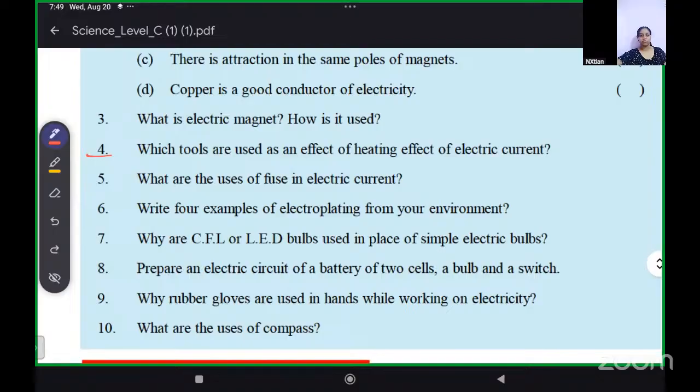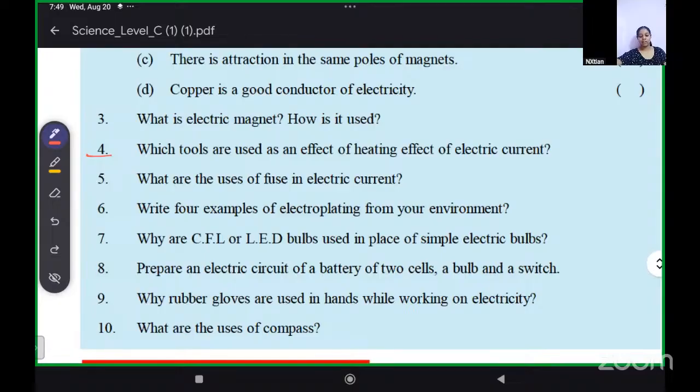Electric iron. Iron, yes. What else? Also kettles, toasters, ovens, microwaves. Yes, Emma, that is right. Good. Okay, now, next question.